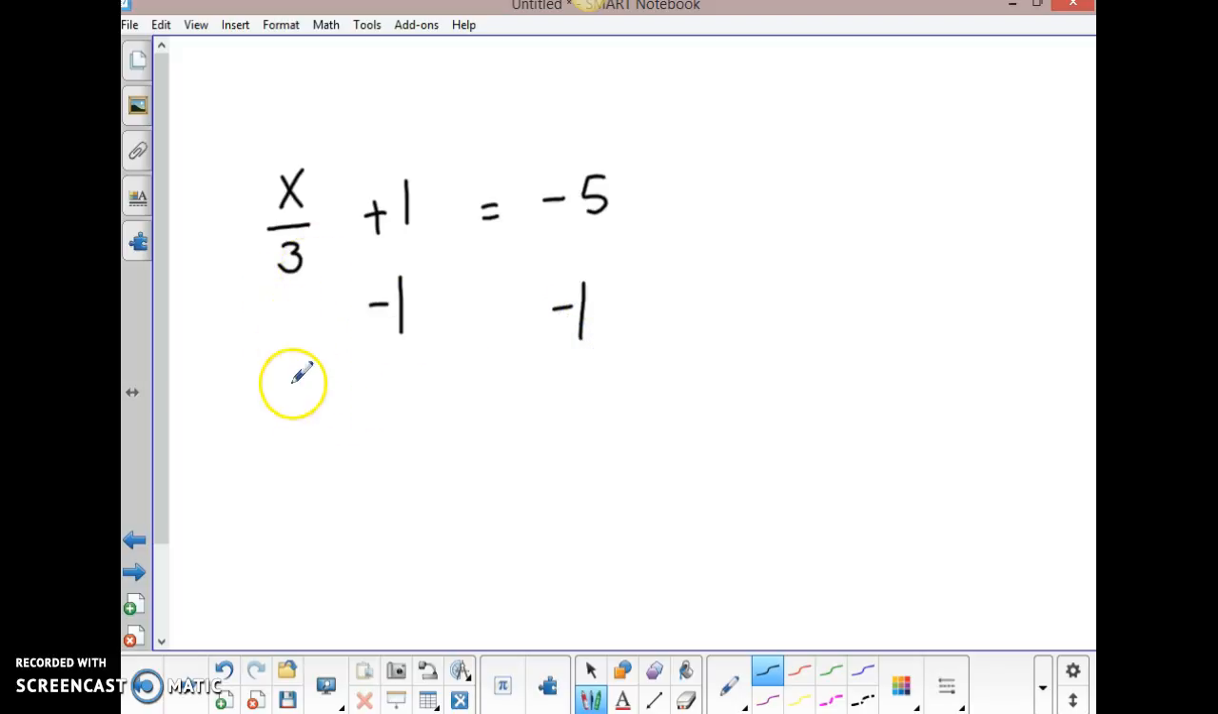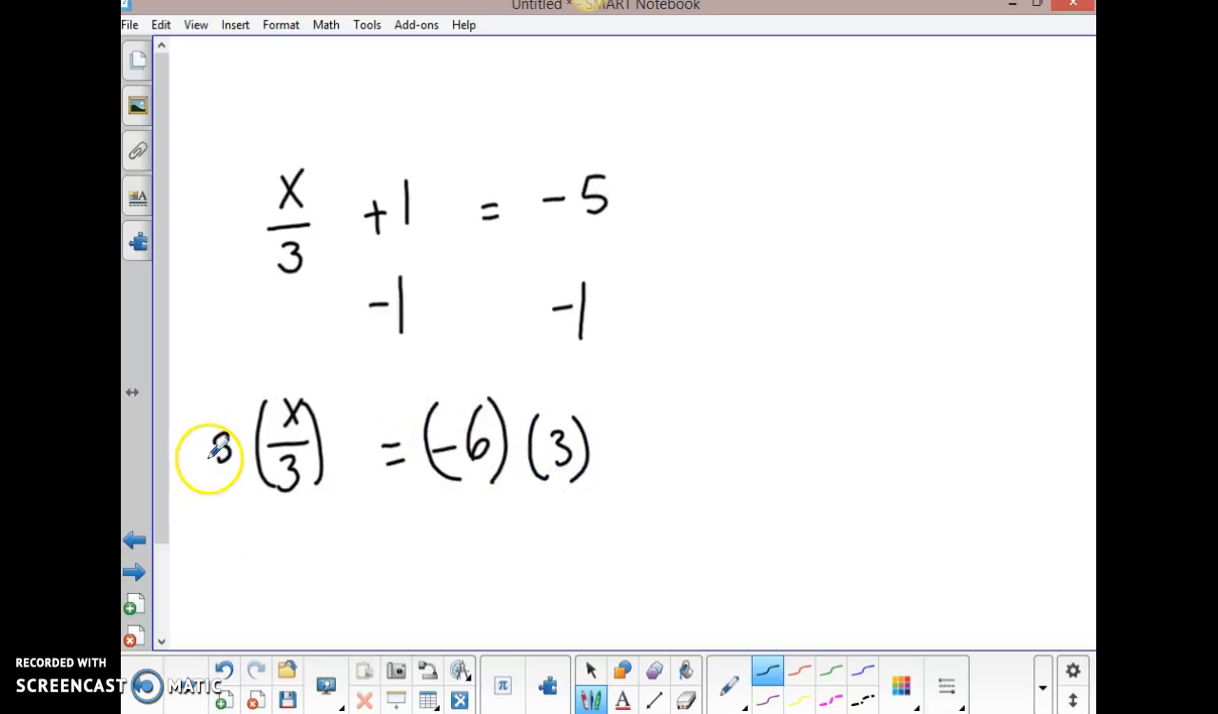So if we do that, we end up on this side with x over 3, and 1 minus 1 will cancel out, equals negative 5 plus negative 1, that's negative 6. Now we have x and 3 on the same side, and the operation between them is division. And to get rid of the 3, we're going to multiply both sides by 3. When we do that, the 3 and the 3 will cancel out. You end up with x on this side equals negative 18.